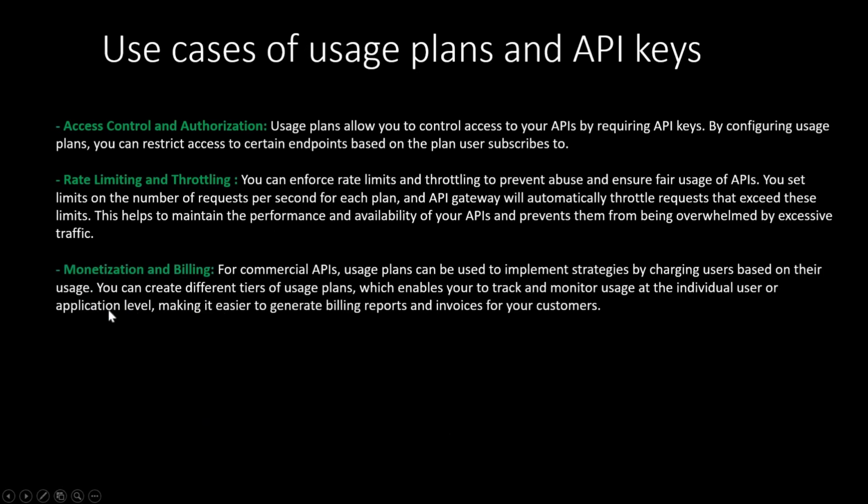We can use usage plans and API keys for monetization and billing. For commercial APIs, usage plans can be used to implement strategies by charging users based on their usage. You can create different tiers of usage plans, which enables you to track and monitor usage at the individual user or application level, making it easier to generate billing reports and invoices for your customers.